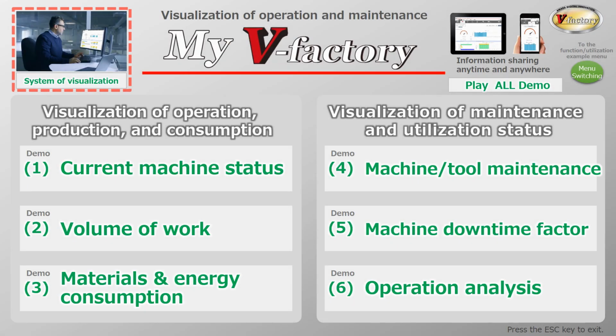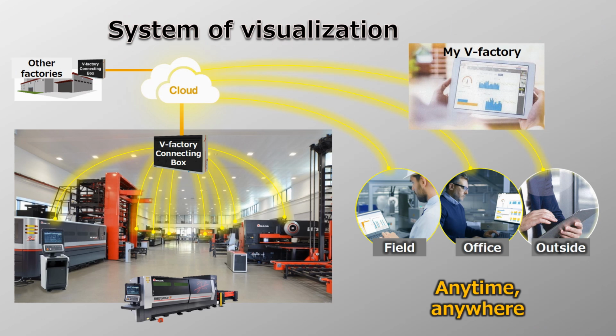By installing a communication device and V-Factory connecting box at the factory, you can connect machines to the network so that the operating data of each machine is collected in the connecting box and goes to the cloud. Data from other factories also goes up to the cloud. Therefore, the operating information of all customers' factories can be checked anytime and anywhere.